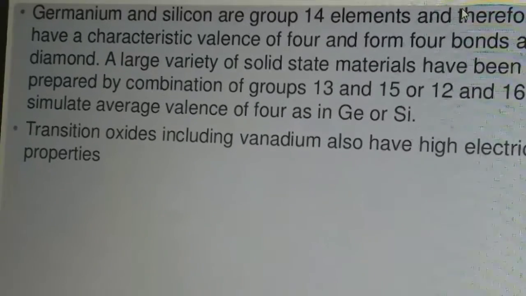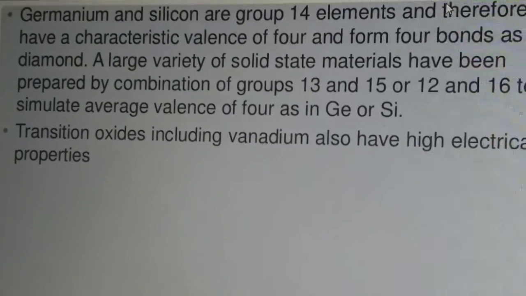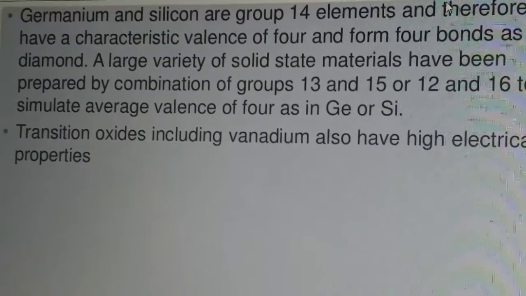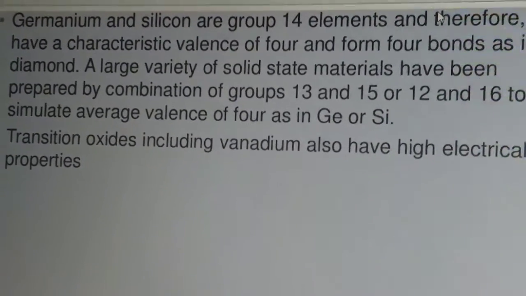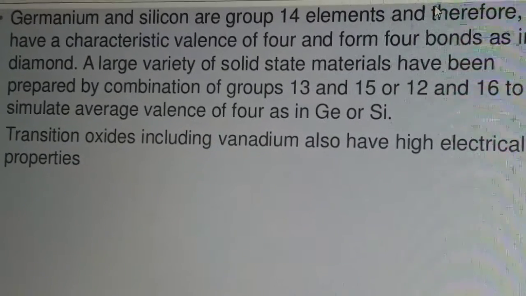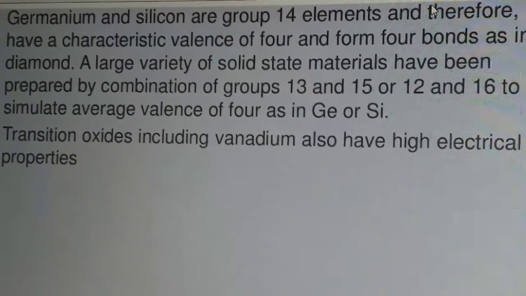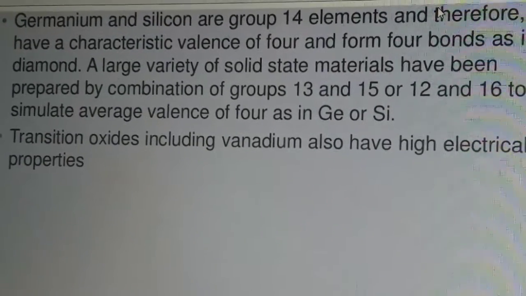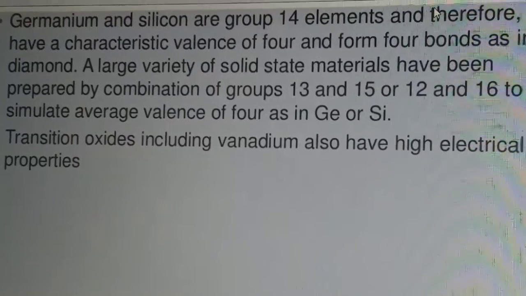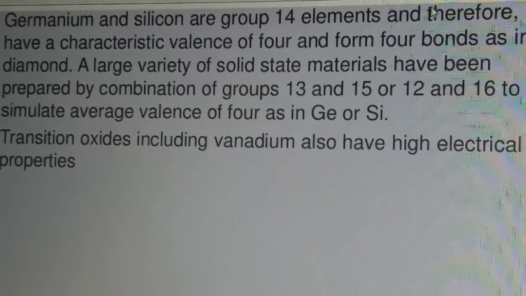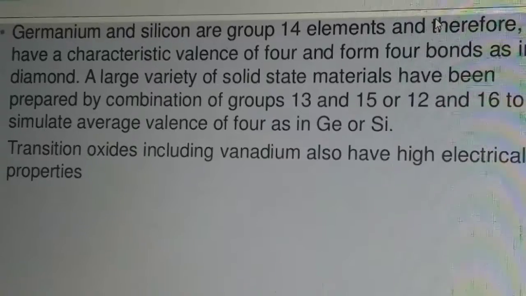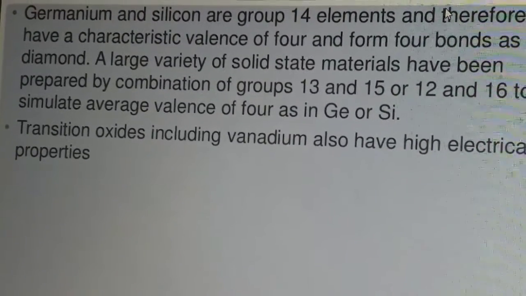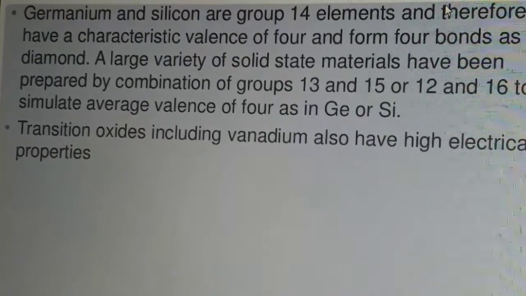Germanium and silicon are group 14 elements and therefore they have a characteristic valence of 4 electrons and form 4 bonds as in diamond. A large variety of solid materials have been prepared by the combination of group 13 and 15 elements or 12 and 16 to simulate the average valency of 4 as in germanium or silicon. Group 13 elements in combination with group 15 elements give you one compound, right? Group 13 has 3 electrons in its valence shell, and group 15 has 5 electrons in its valence shell, and the average valency will finally be 4.